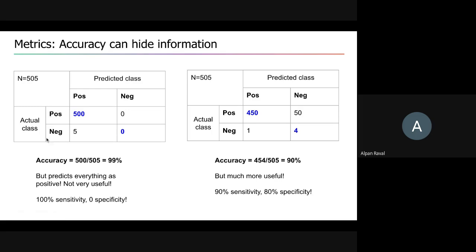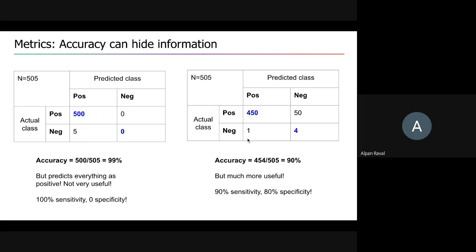So actual class, positive, negative, predicted class, positive, negative. You have 500 individuals who are actually positive and predicted to be positive. 0 individuals who are actually positive and predicted to be negative. 5 individuals who are actually negative but predicted to be positive. So that's an error. And then again, 0 individuals who are actually negative and predicted negative. So the blue numbers are the good numbers, and the black numbers are errors.